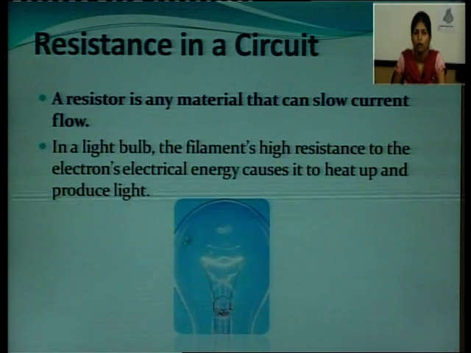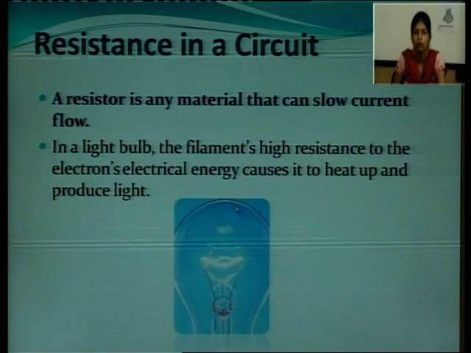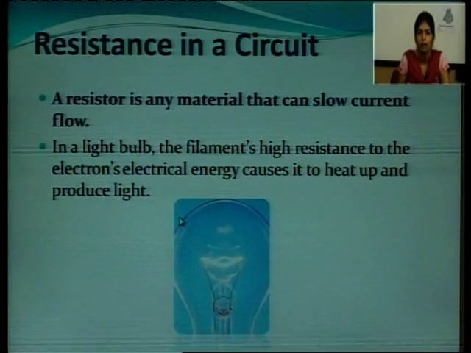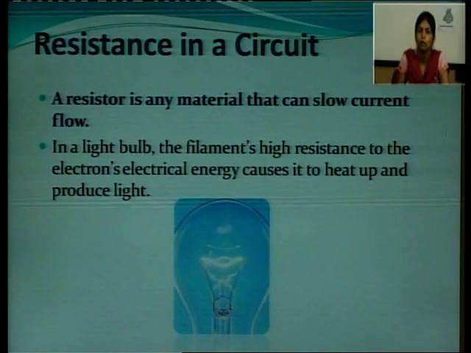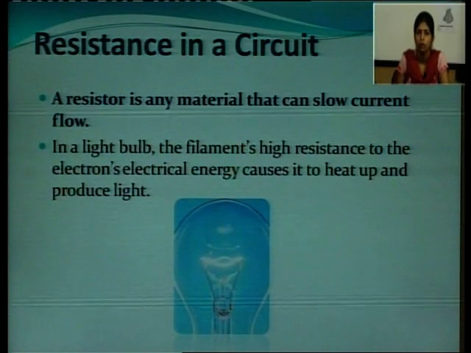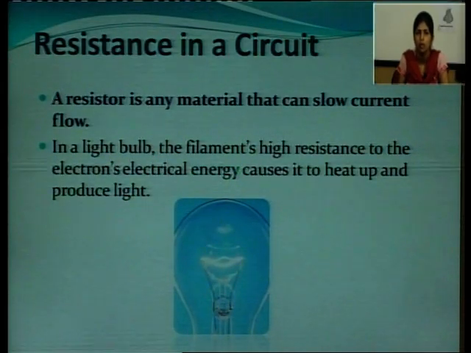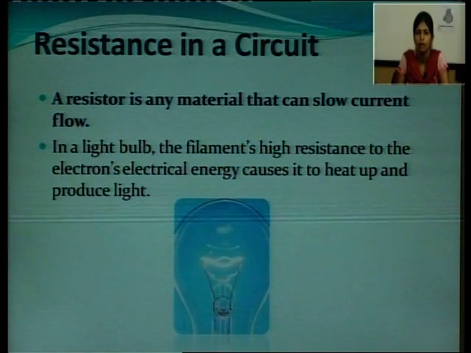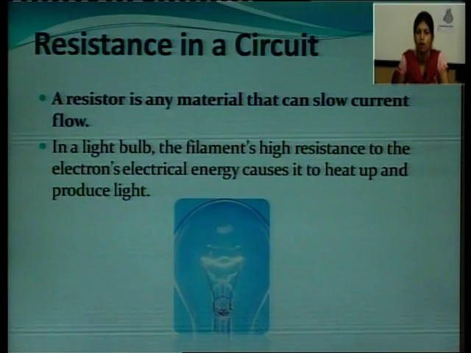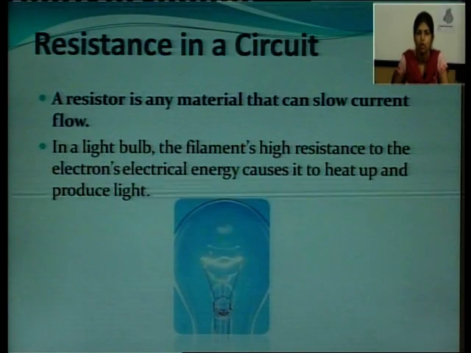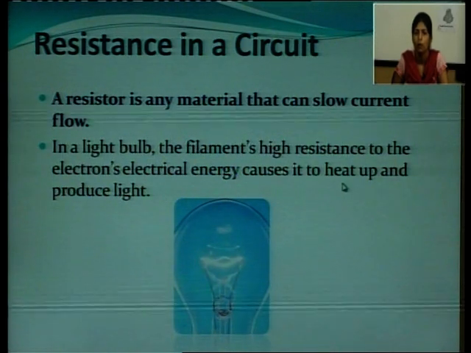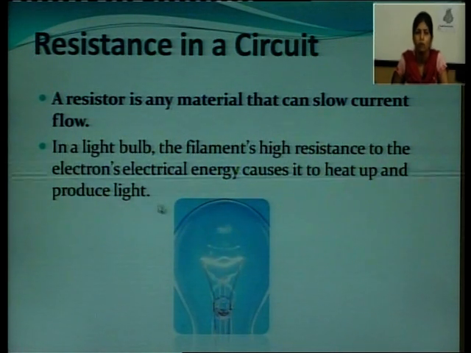So whenever we connect this load to the circuit, the resistance of this bulb will resist the flow of current from one terminal to the another terminal. So with this resistance, that current power will be converted into the light energy, or you can say the heat energy. So in this way the bulb becomes hot and produces light.